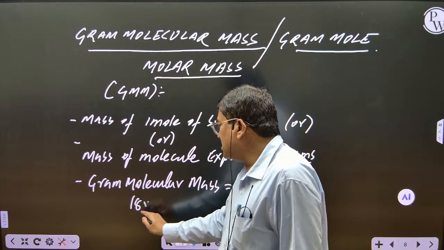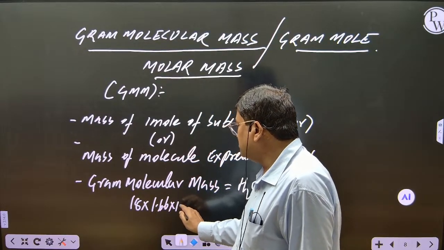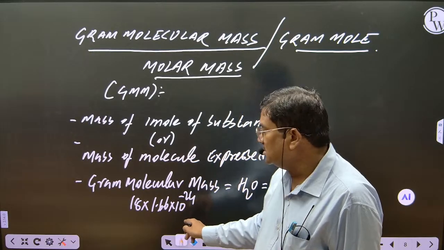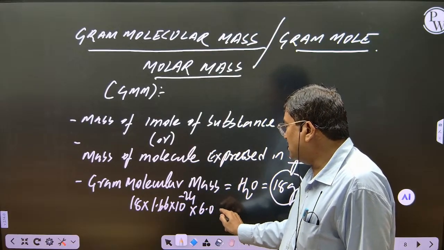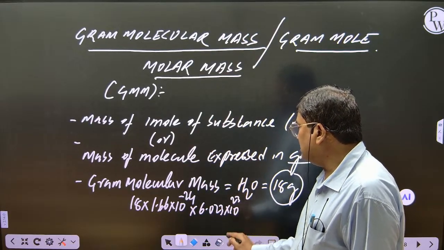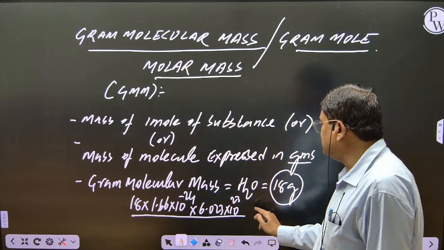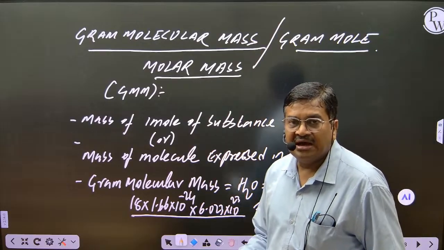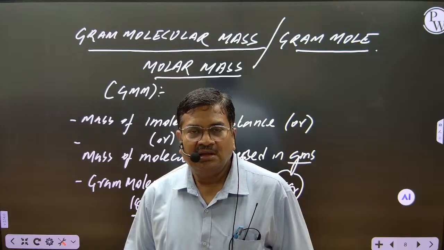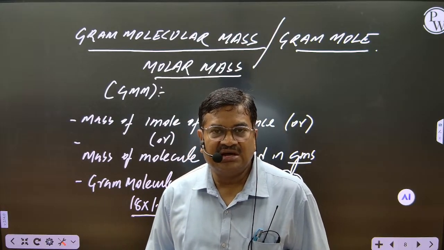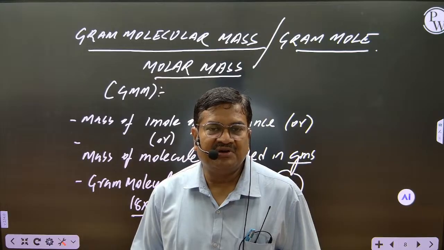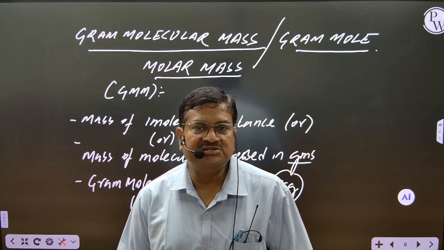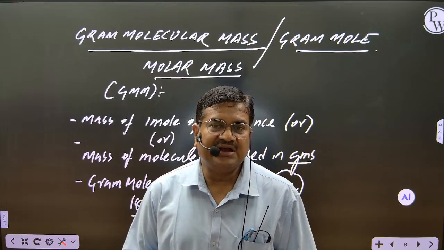This 18 is to be multiplied with 1.66 into 10 power minus 24, that is, 1 AMU is these many grams. This is further multiplied with 6.023 into 10 power 23. That will give the mass of 1 mole of compound, which is weighing 18 grams. And if I ask only the molar mass of methane, my answer is 16 U. If gram molecular mass of methane is asked, the answer is 16 grams. Understood the difference between molecular mass and gram molecular mass?